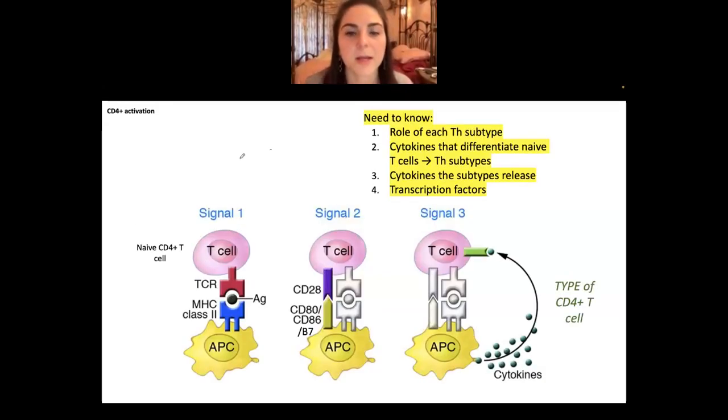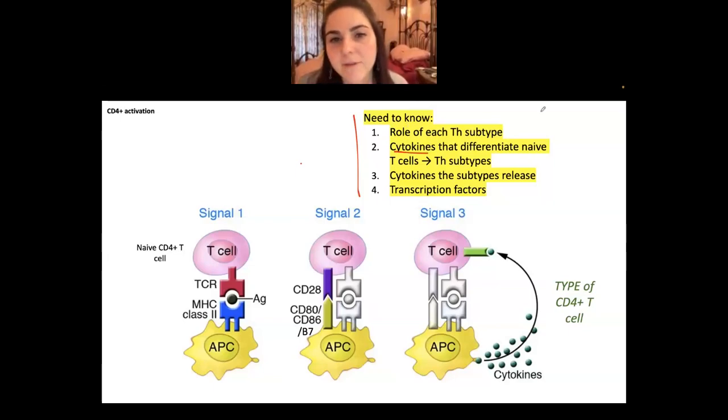Okay. So CD4 positive activation is the same, but a little different because of the cytokine aspect of it. So I put here the general need-to-knows. You need to know the role of each T helper cell subtype. Then you need to know what cytokines are differentiating the TH0 cell to the TH whatever subtype. Do I want to make a TH1, a TH2, TH17? You should know which cytokines are doing that.